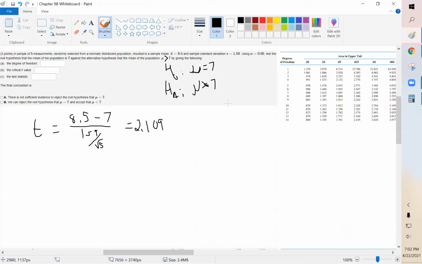So now we have to identify our degrees of freedom. Our degrees of freedom are sample size 5 minus 1, which is 4. Since it's one-tailed, we need to find the p-value associated with the negative of the absolute value of the t-score, so negative 2.109. So now we have 4 degrees of freedom.